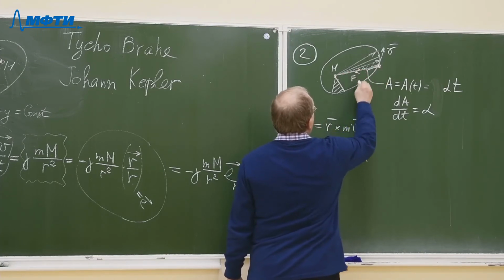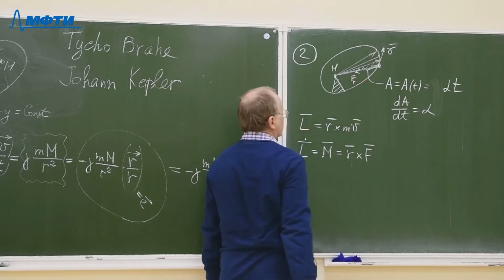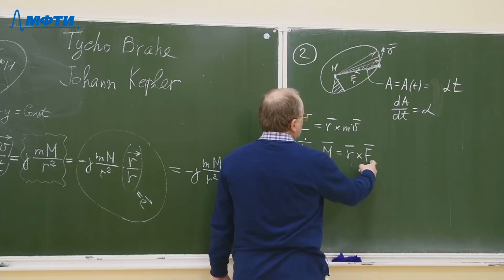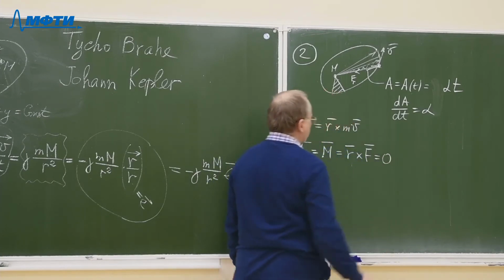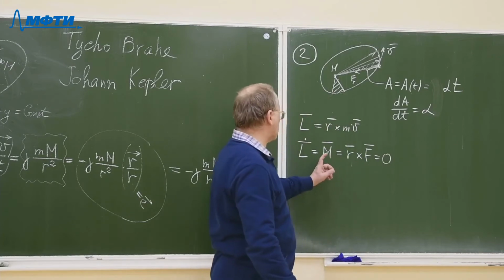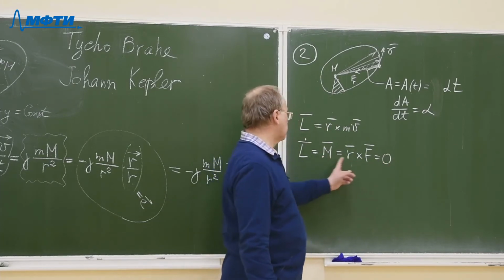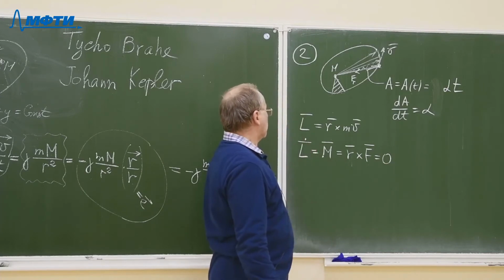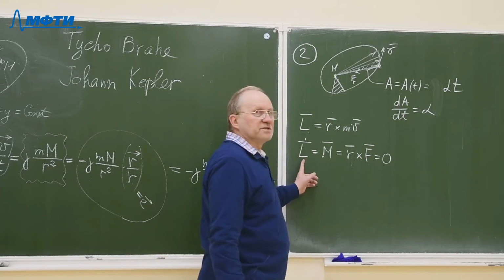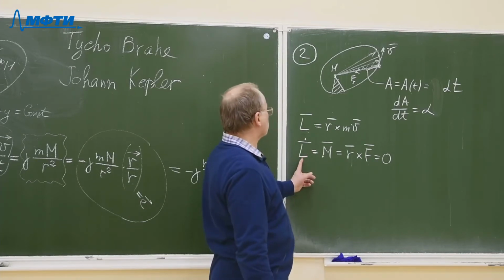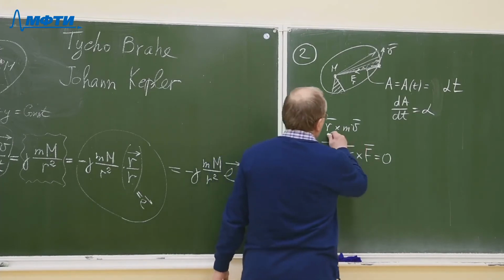So F is directed here. So the only component of force is the radial component. And the radial component is parallel to the radius. So the torque of forces acting on the planet is 0, and therefore this quantity, the time derivative of angular momentum, is 0. It means that the angular momentum of each planet is constant. So this quantity is constant.